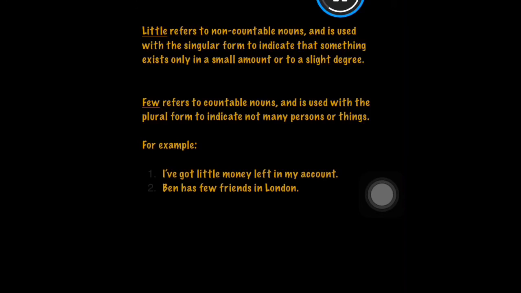For example, for the word little, I've got little money left in my account. While for the word few, Ben has few friends in London. The highlight of this topic is little for the non-countable nouns, while few for the countable nouns.